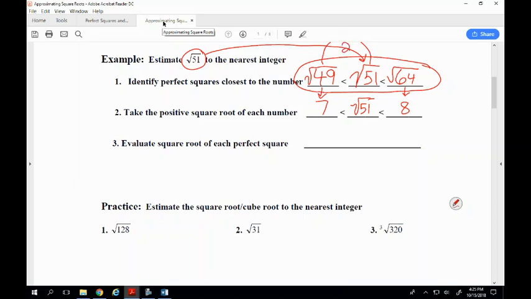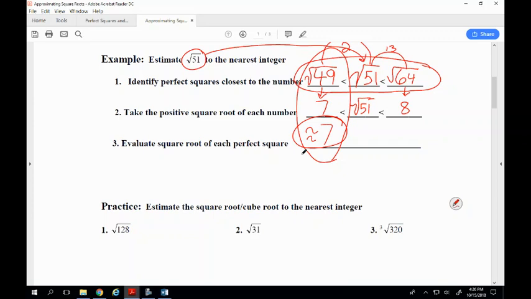And over here, the difference between 51 and 64 is a difference of 13. So I have a smaller gap over here on the left side. And so I know my number will be closer to 7 than it is to 8. Okay? So we would say the square root of 51 is approximately 7. Okay? All right, we're going to do some practice down here.